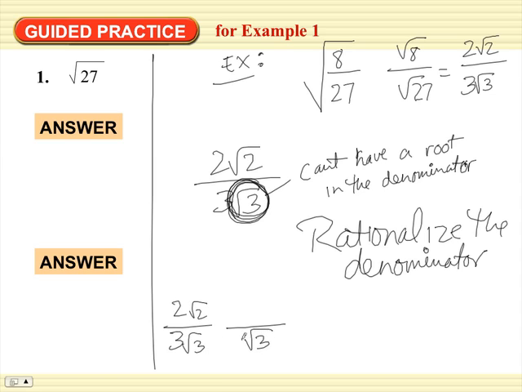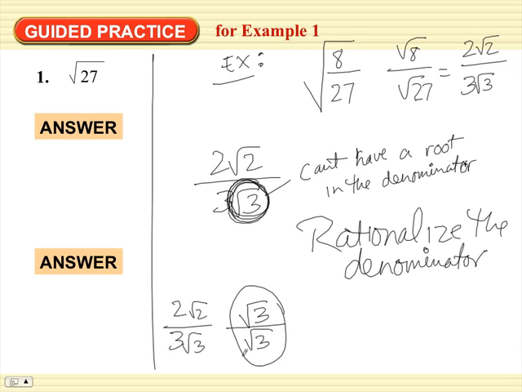So if I multiply by a radical on the bottom, I need to multiply it on top, right? Why? What are you really multiplying by here? 1. Really multiplying by 1, right? This is 1. What happens when you multiply something by 1?